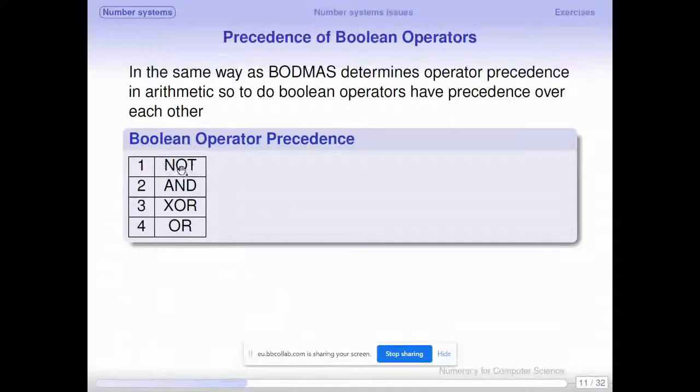So if you want to think of them as equivalent to normal arithmetic levels of precedence, NOT has about the same level of precedence as exponentiation, AND has the same level of precedence as multiplication, and OR and XOR have about the same level of precedence as addition. But if there's any ambiguity between the two, then apply the XORs first, for what it's worth.